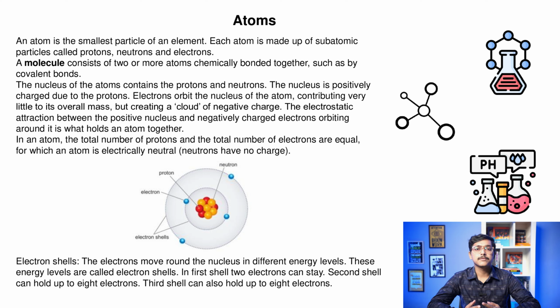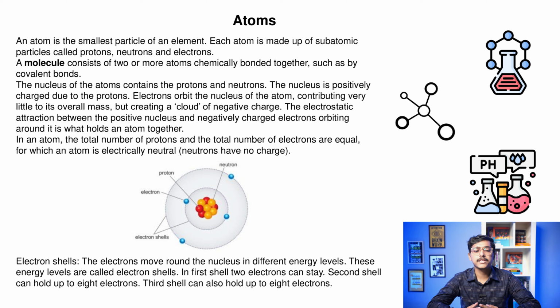The nucleus of the atom contains protons and neutrons. The nucleus is positively charged due to the positively charged protons. The electrons orbit around the nucleus of the atom, contributing very little to the overall mass of the atom, but creating a cloud of negative charge around the atom.